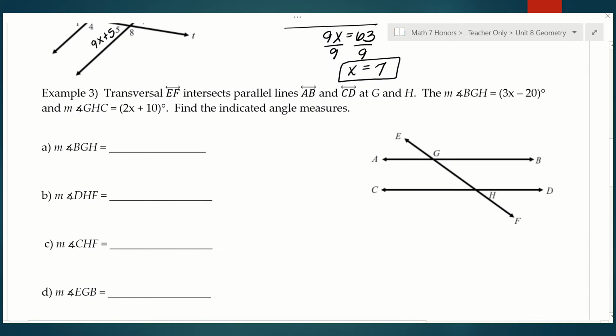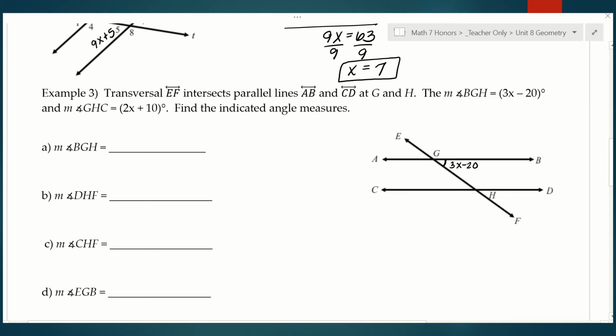Number 3. Transversal EF intersects parallel lines AB and CD at G and H. The measure of angle BGH is equal to 3x minus 20 degrees, and the measure of angle GHC is equal to 2x plus 10 degrees. Find the indicated angle measures. So what we're going to do is first label what we have for each of these angles. So BGH, if I follow my letters there, BGH is this angle. That's what they're referring to. And so that is 3x minus 20.